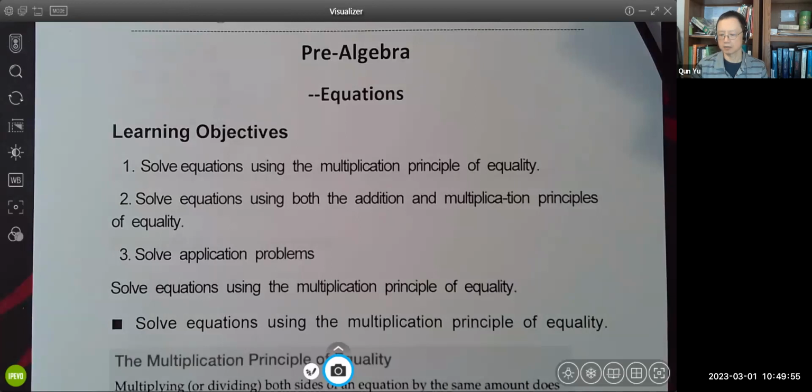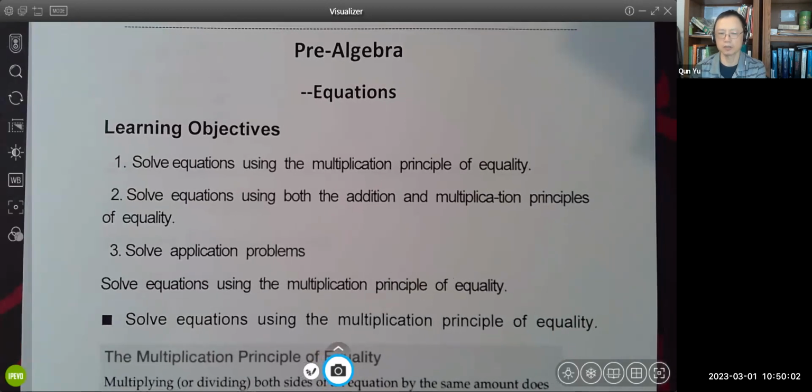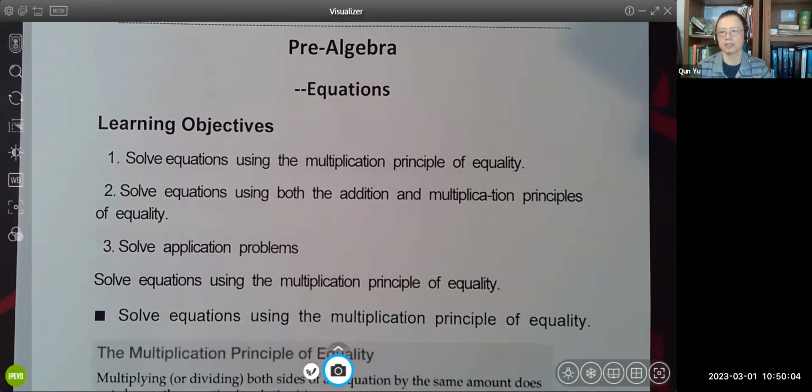Hi everyone. In this video, we are going to look at how to solve equations using the multiplication principle of equality. And we have three objectives. First, we solve equations using the principle of equality by doing the same operations on both sides. This time we are using multiplication.